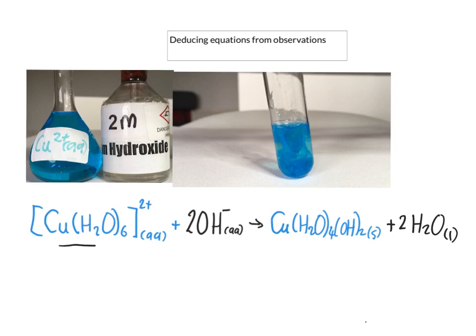The blue species is the aqueous copper ion, and 2 hydroxide ions behaved as bases. The precipitate had to be copper 2 hydroxide because it's completely lost its charge and therefore it precipitates, and 2 protons have been removed, so we form 2 moles of water.